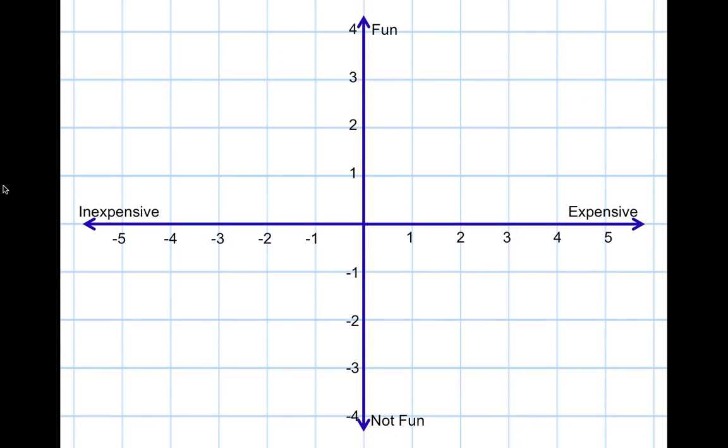Here are some features of the coordinate plane that we touched upon, but we're going to say a little bit more explicitly now. First of all, the two axes, expensive, inexpensive, and fun, not fun, divide the plane into 4 distinct regions. We call these quadrants. Quadrant 1, 2, 3, and 4. They're always numbered thusly, again, just because we've sort of agreed to do it that way, not really for any good reason. We can use a coordinate plane to compare any two quantities that change with respect to each other.